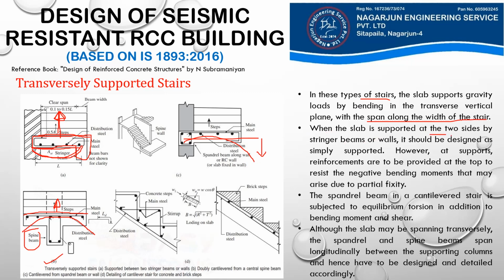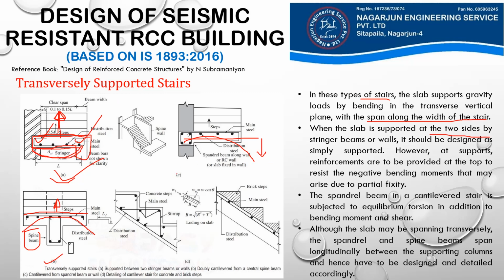So when the slab is supported at the two sides by stringer beams or walls, as in figure number A, it should be designed as simply supported. However, support reinforcement is to be provided at the top to resist the negative bending moments that may arise due to partial fixity. So although we are designing this transverse staircase as a simply supported slab, we should also consider the negative moments that may come at the edges or at the supports here and here due to the partial fixity of these steps on these supports. So we also have to design for negative bending moments here.